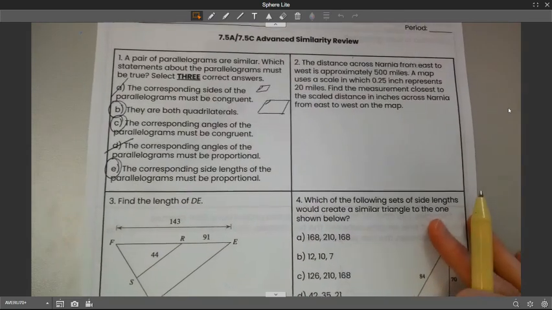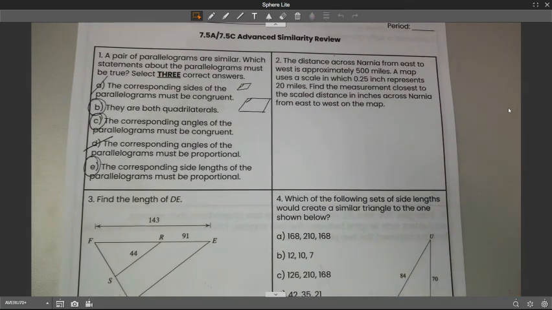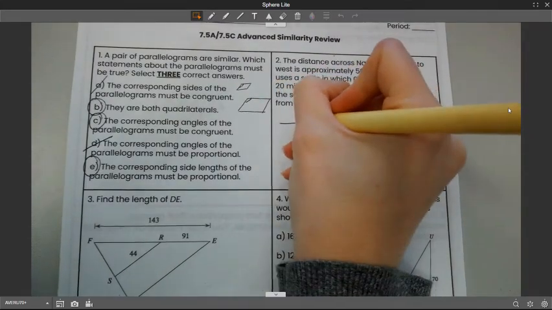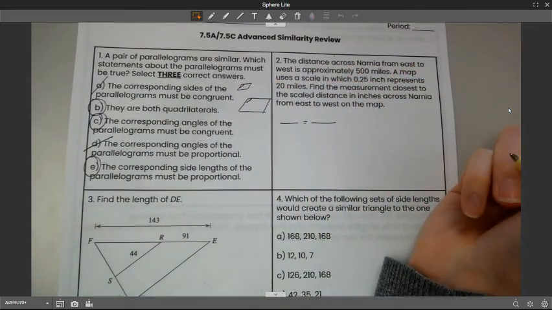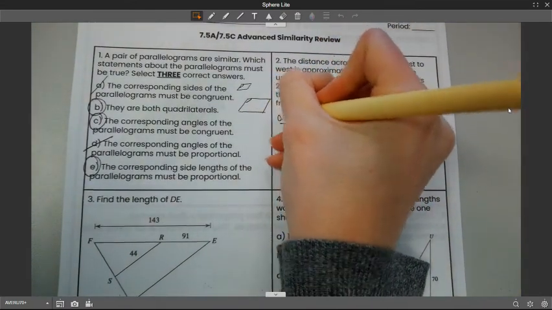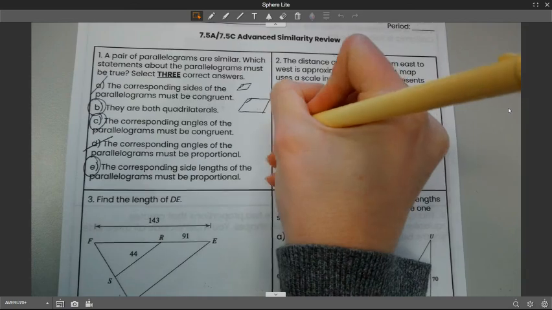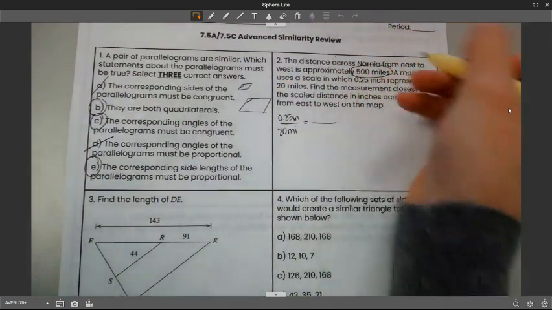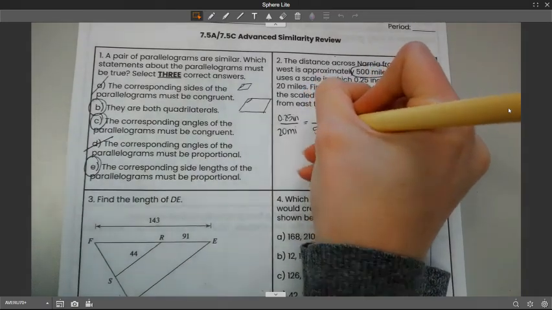So the distance across Narnia from east to west is approximately 500 miles. A map using a scale of 1/4 inch represents 20 miles. Find the measurement closest to the scale distance in inches across Narnia from east to west on the map. Okay, when we are setting up our proportion, it's always the ratio they gave me. So the ratio they gave me was 1/4 of an inch is 20 miles. And then what other information did they tell me? Well, 500 miles. It's miles, so it goes on the bottom.